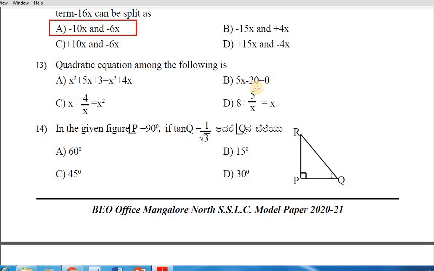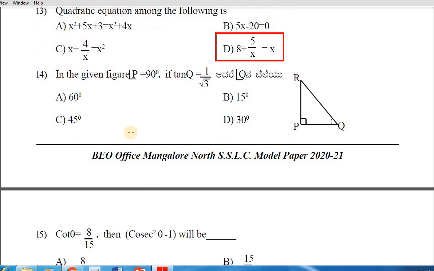Highly impossible. So go to option C, children. Here x plus 4 by x is equal to x square. See here x square is there, and in the denominator as we find the LCM we get x. So when x is multiplied to x square we get x cube. So that is a cubic equation. Hence it doesn't form a quadratic equation. So when these three options are not right, the fourth option has to be the right one. 8 plus 5 by x is equal to x. You simplify, you will get an equation which is in the form of a quadratic equation.